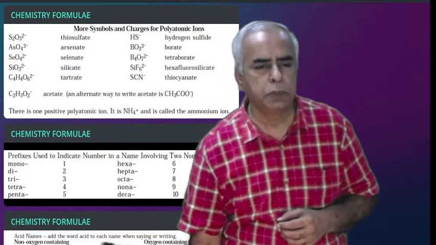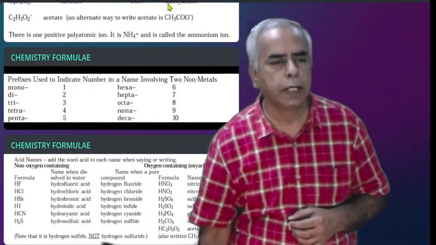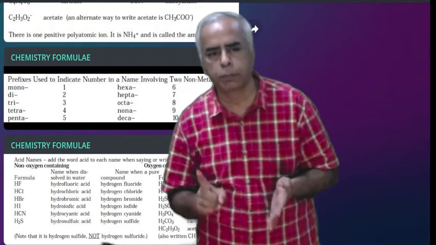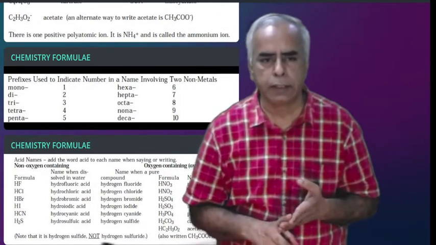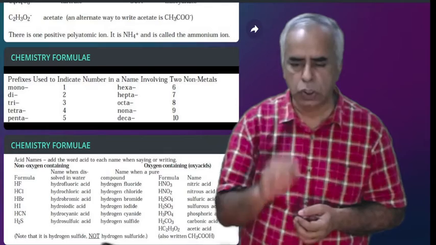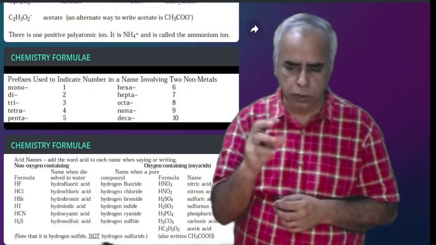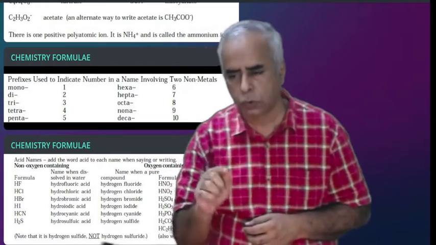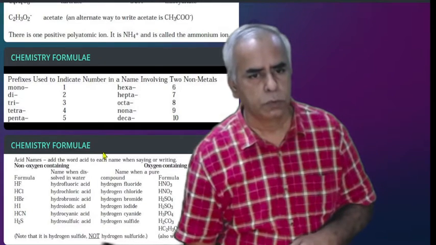And we should be aware of some prefixes and suffixes also. Mono means 1, di 2, tri 3, tetra 4, penta 5, hexa 6, hepta 7, octa 8, nona 9, deca 10. For example, copper sulfate pentahydrate, CuSO4 5H2O. The water molecules entrapped in the salt should be named along with the number of moles of water. So CuSO4 5H2O should be called copper sulfate pentahydrate. Are you able to follow? Right.